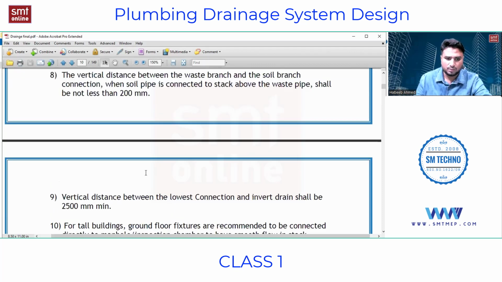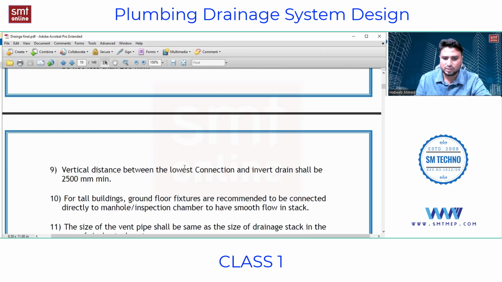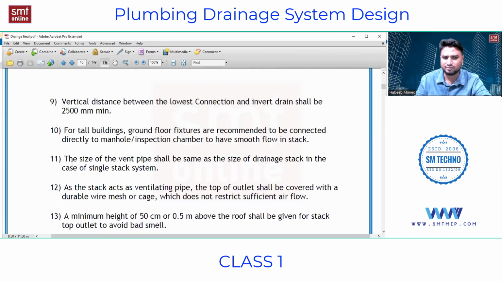Okay, vertical distance between the lowest connection and the inward drain shall be 2500 mm minimum. That means the topmost after the ground floor, if you are having 2500 mm of distance, then you can connect the ground floor fixture to the soil stack or the vertical pipe, or else you can't. So that should be minimum to allow the free flow from the top floors. If you are getting 2500 mm, that's very good. Then you can connect the ground fixtures, or else no. But generally we don't get it, so generally we don't connect.